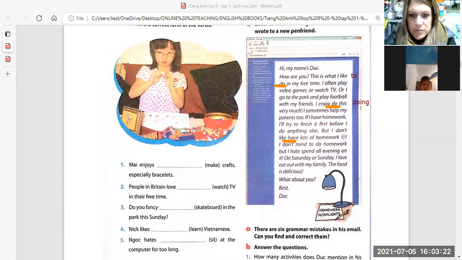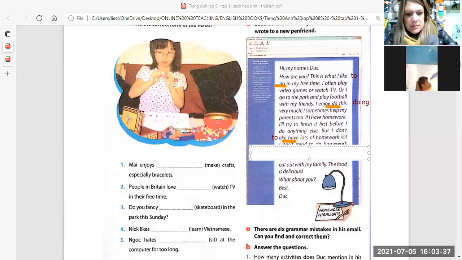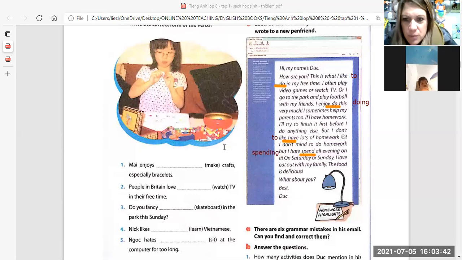To have lots of homework. I don't mind to do homework, but I hate spending all evening on it on Saturday and Sunday.